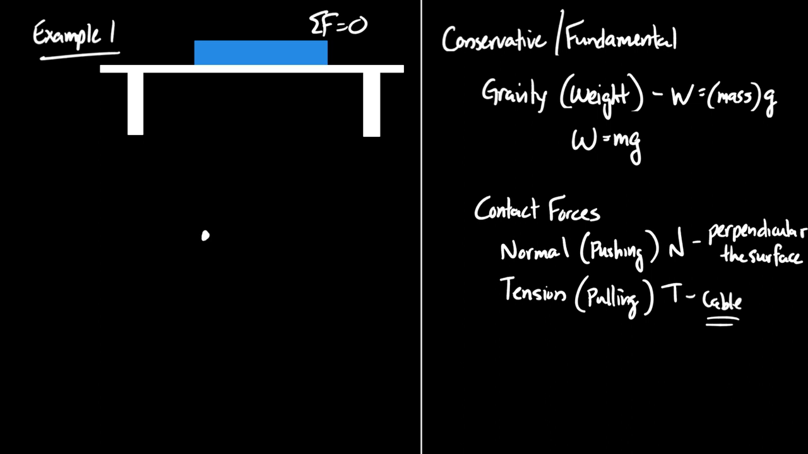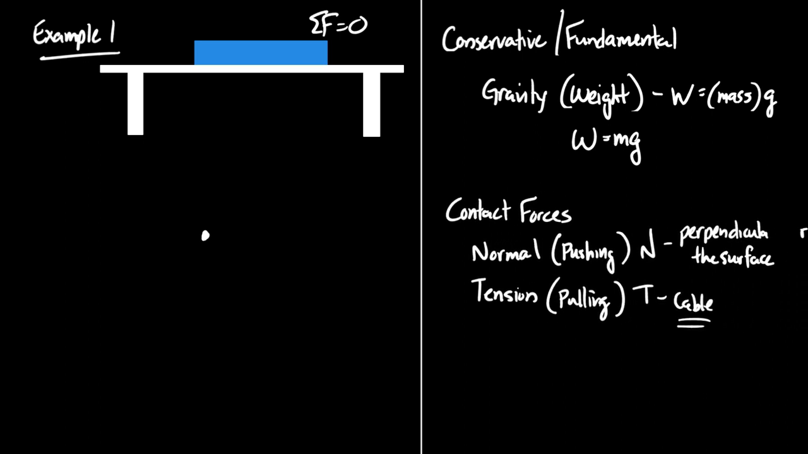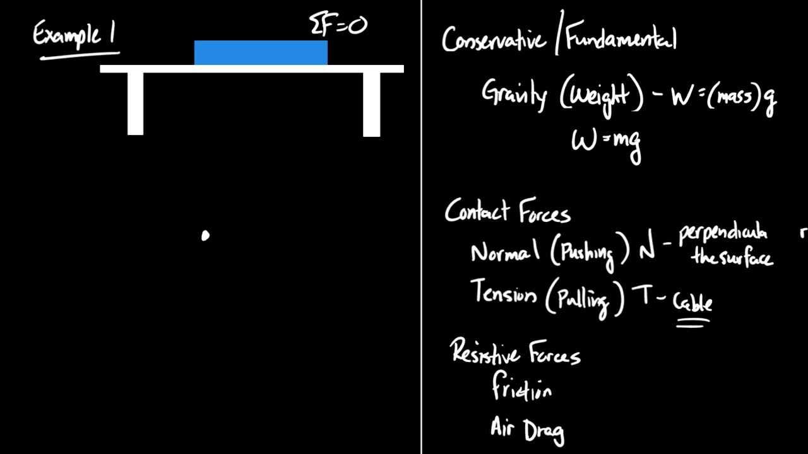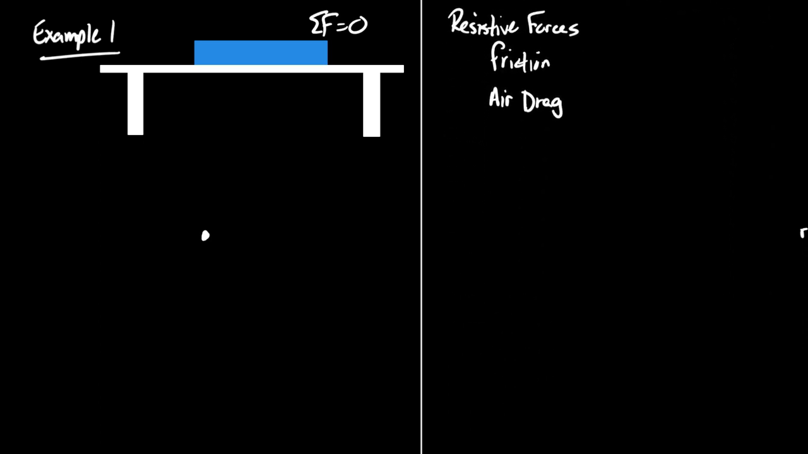All right, so we have conservative forces, contact forces, and lastly, resistive forces. That's friction and air resistance or drag. Since I know you guys can't see the bottom of the board, I will represent friction with a lowercase f.